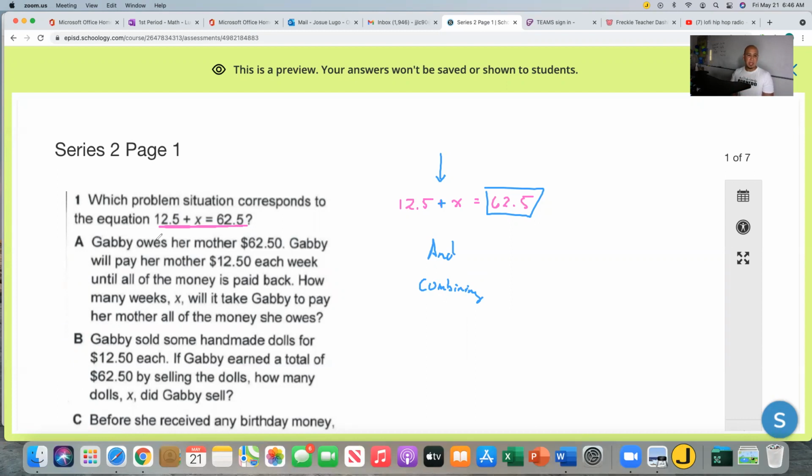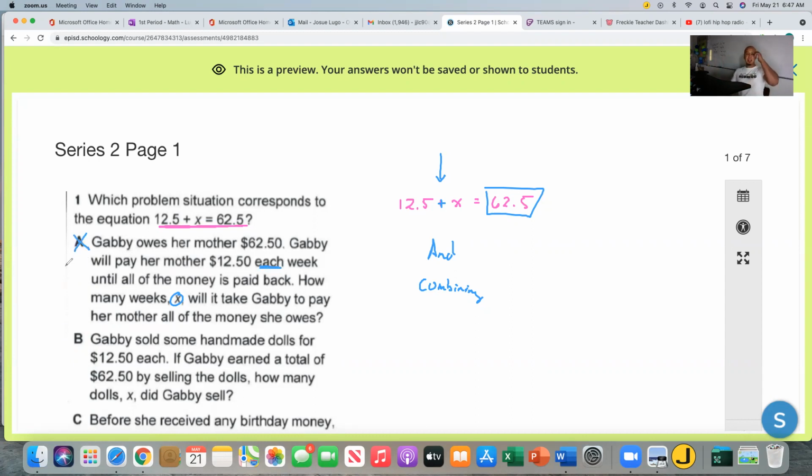For example, if I look at A, Gabby owes her mother $62.50, which is the same thing as 62.5. Gabby will pay her mother $12.50 each week until all the money is paid back. How many weeks x will it take Gabby to pay her mother? Ladies and gentlemen, we know that the word each means that we're doing the same thing over and over again. In other words, 12.5, 12.5, 12.5, and 12.5. We are multiplying. Now here, are we multiplying at all? No. So obviously, based on the words, the important information that I saw, A cannot be the right answer.